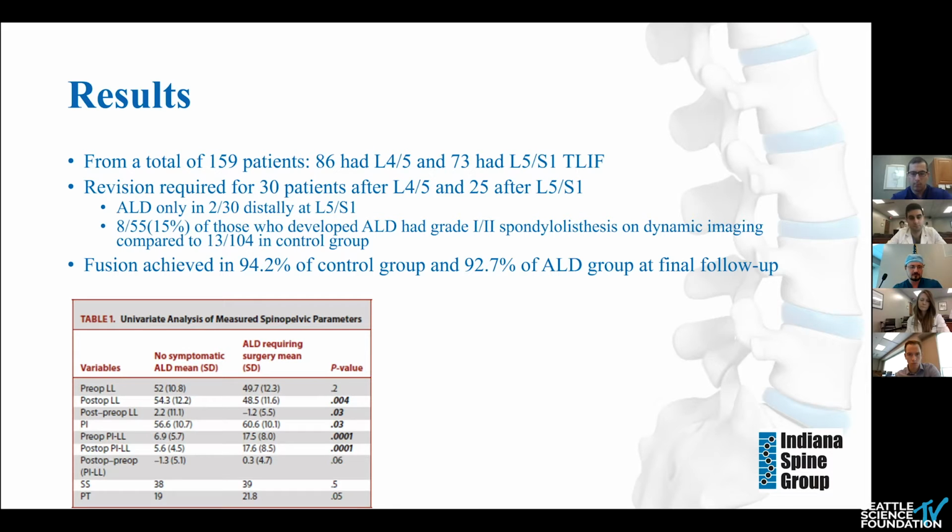PI was also statistically significant by about 4 degrees difference. And then both preoperative and postoperative PI-LL difference was statistically significant. Pelvic tilt was also found to be statistically significant by about almost 3 degrees.